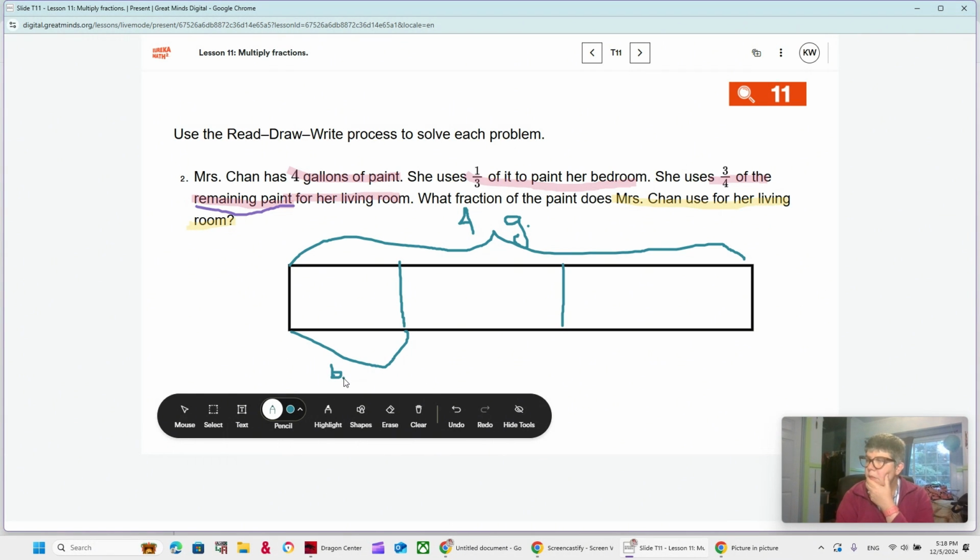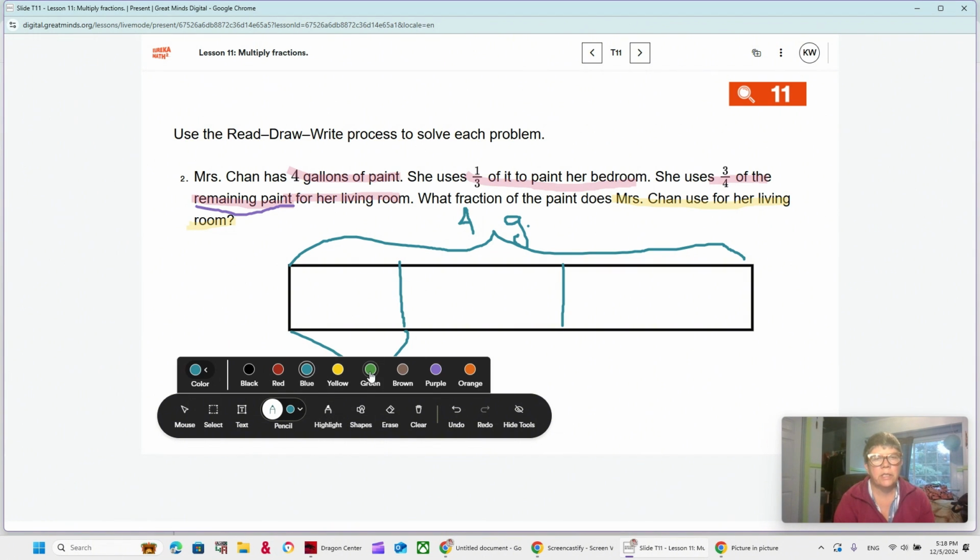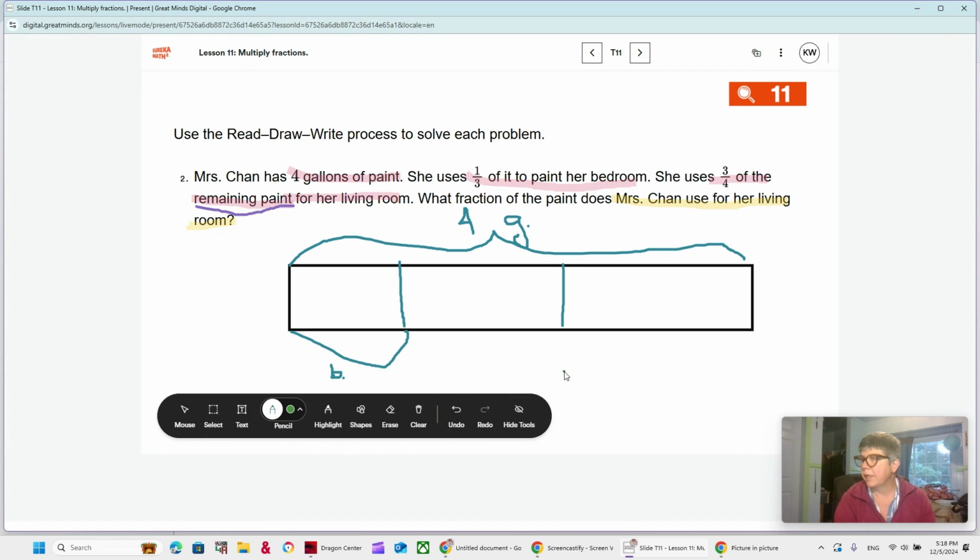And we can do this thing where we're going to partition the remaining, right? We know that she uses 3/4 of what's left over. Okay, so let's make this into fourths. And now we can see 3 of those fourths is going to be the living room, right?